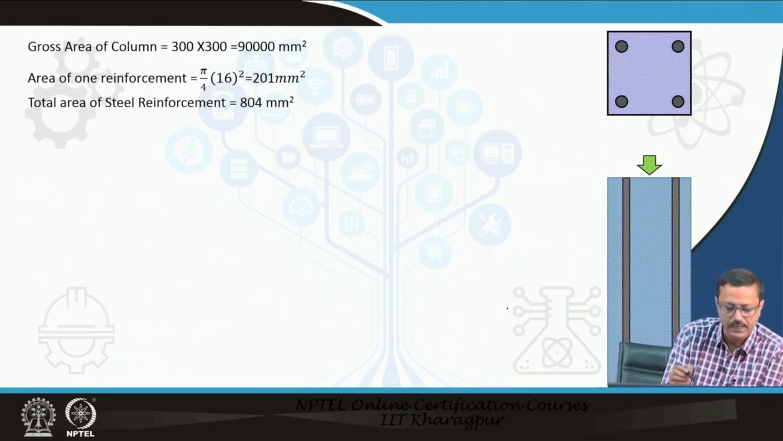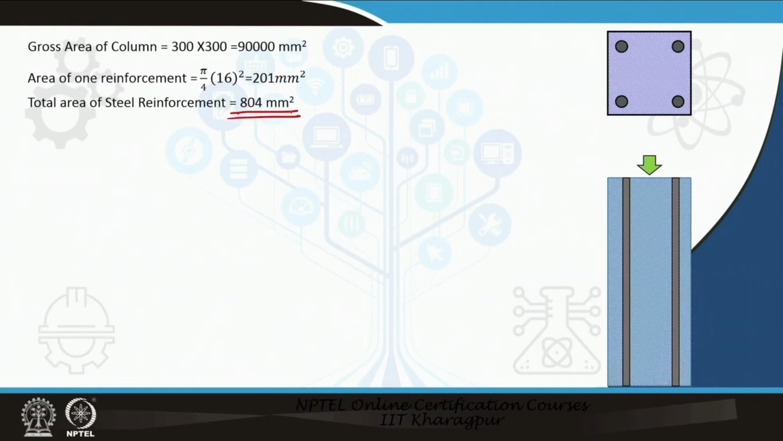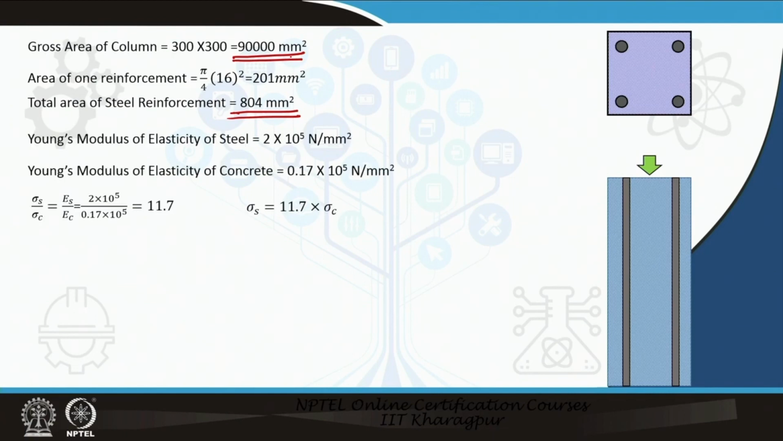So, I have found that the total reinforcement area of the steel is 804, and the gross area of the column is 90,000. So, I can subtract that 804 from 90,000 to find the area of concrete also. I know that the modular ratio is 11.7, the strong material versus the weak material, and as both have the same length, the stress of steel sigma_s is equal to 11.7 times the stress of concrete.